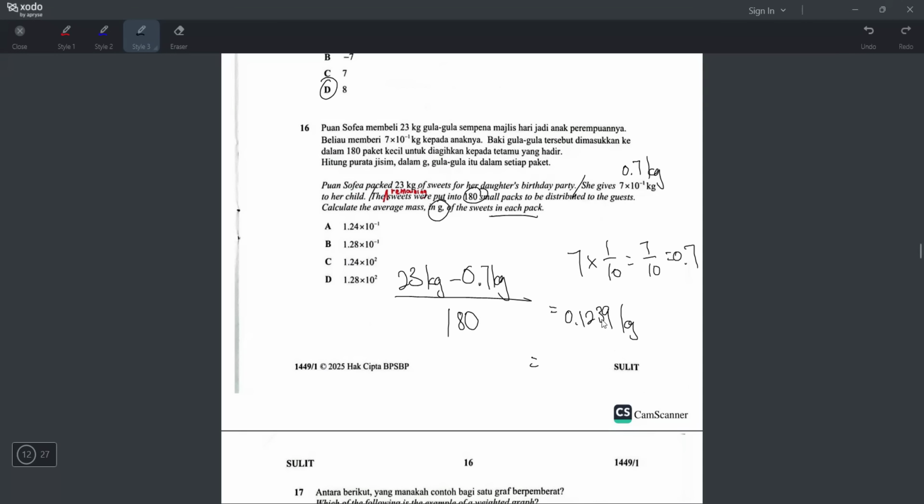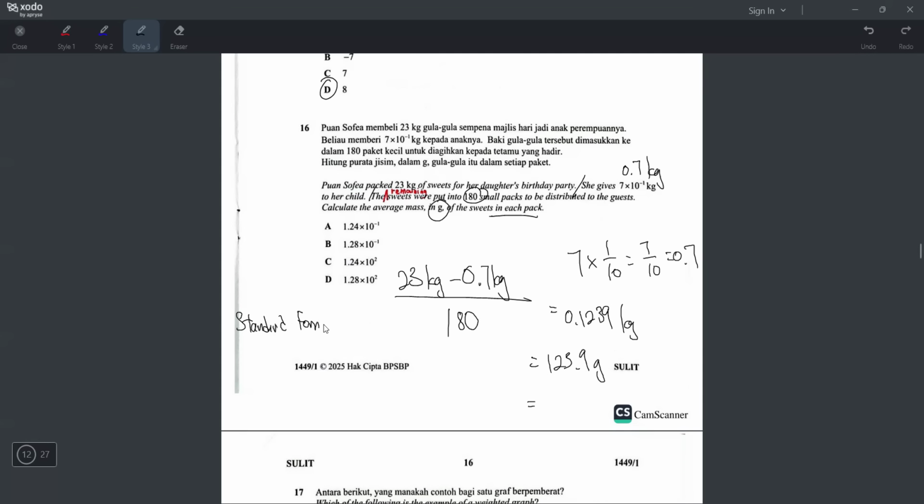So bam, bam, bam. So you get 123.9 gram. But if you look at A, B, C, D, there's no answer here. Well, actually there is an answer. It's just that they write in standard form. Standard form dalam bahasa Melayu is bentuk piawai. So let's talk about standard form, bentuk piawai.